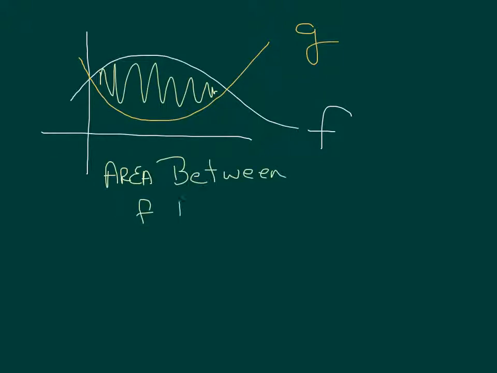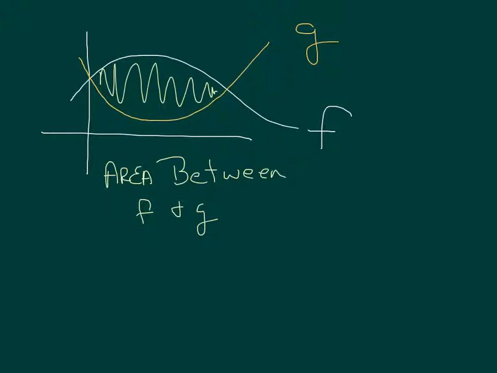Any idea of how I could find the area between f and g? Take the area of f and then subtract from that the area of g. Okay, if we take the area of f, the upper function, and subtract the area of the lower function, that should leave us with the shaded region.